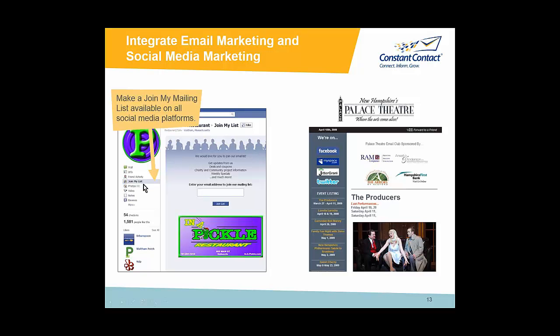Make a join my mailing list, or join my list, in Facebook. This is what it looks like. The example on the left, the Facebook page, is what it looks like. And on the right-hand side are buttons that you can put in your email. Constant Contact has some of these buttons that say, join me on social media. That's what I put on all of mine. I say join me on social media because it is a call to action. So I'm telling people what I want them to do.